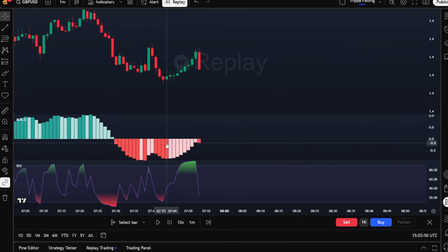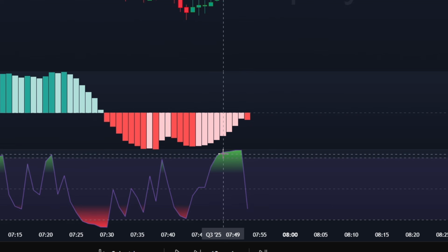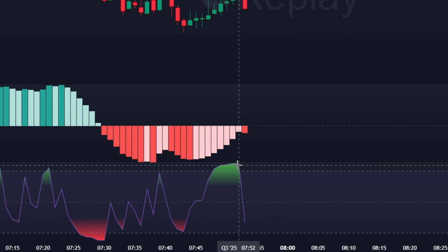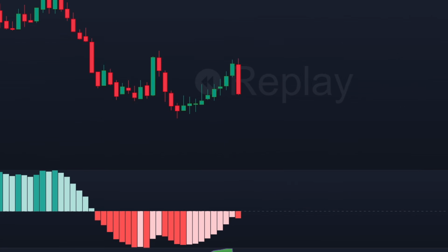When MACD is red and below the center line, we look for RSI to spike above 90. That means price is temporarily overbought. We wait for RSI to fall back below 90. Once it does, we check the MACD histogram. If the bar is dark red, we enter the sell trade on the next candle open.